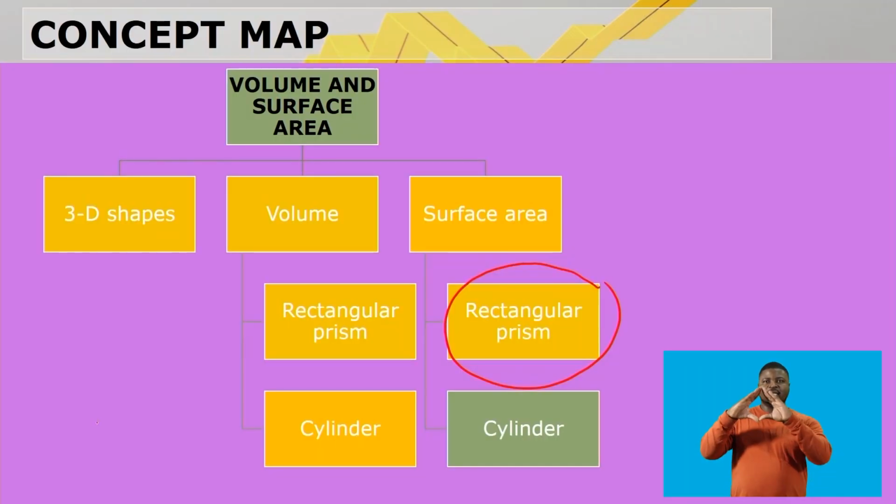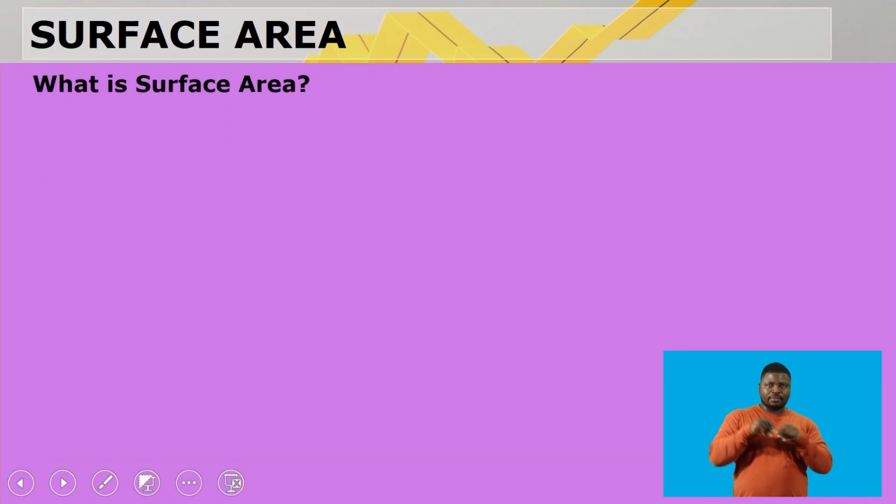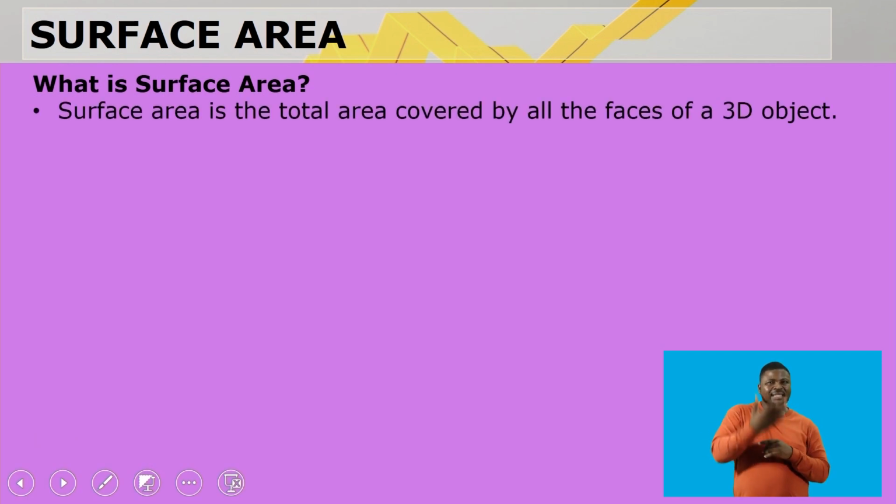Welcome back. Let's quickly look at surface area, and we are going to start with the rectangular prism. Now, what is surface area? Surface area is the following. It is the total area covered by all the faces of a 3D object.